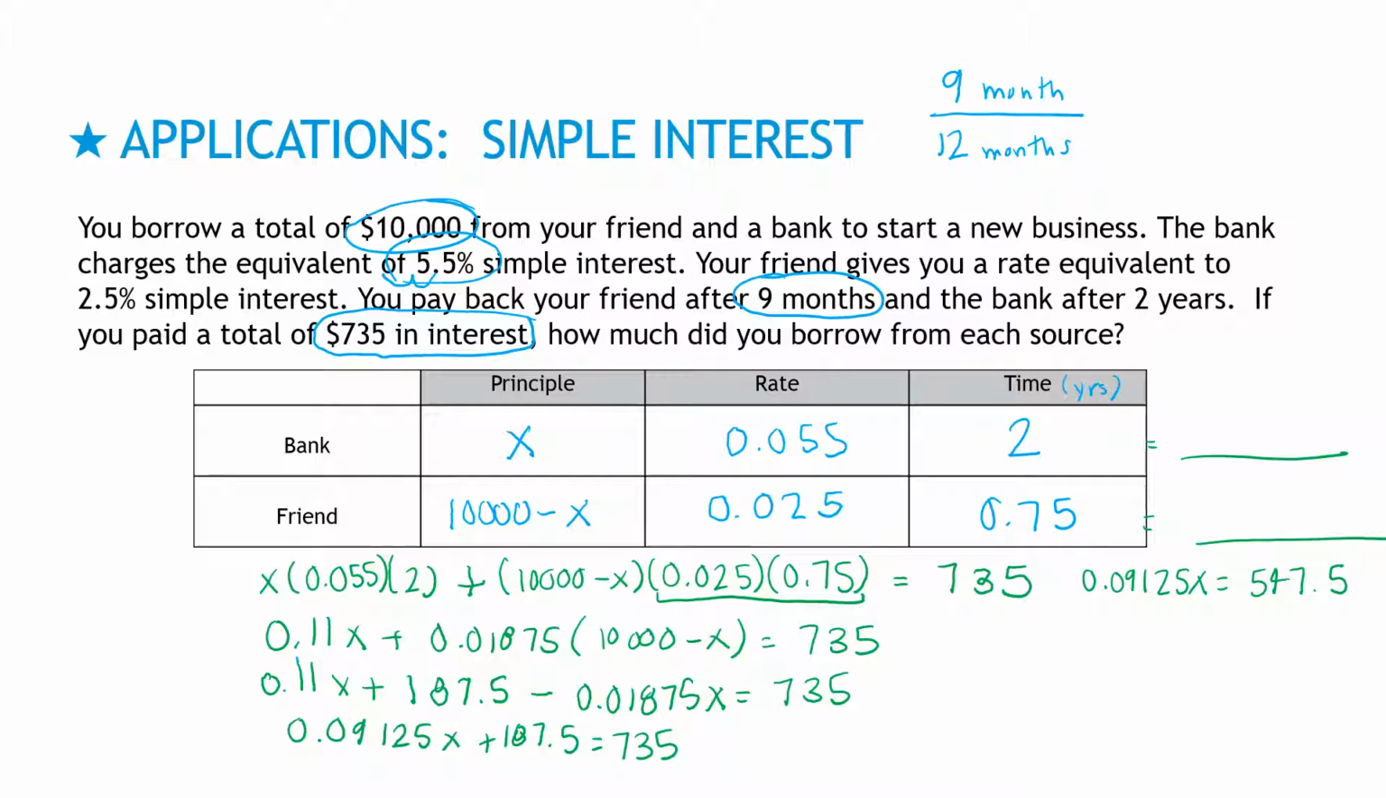And now I'm going to divide that by 0.09125, and I get x equals 6,000.